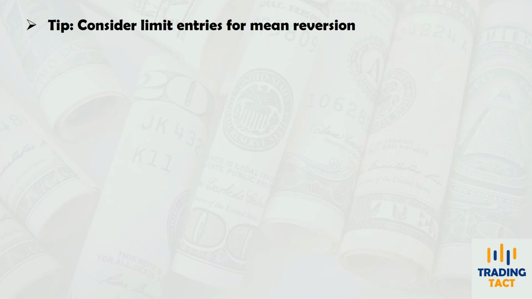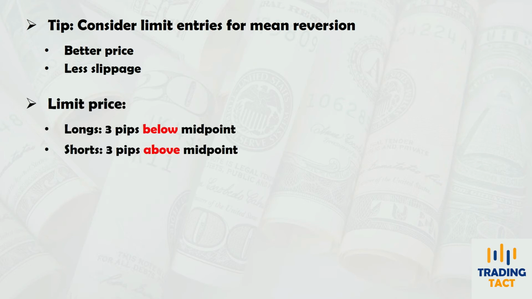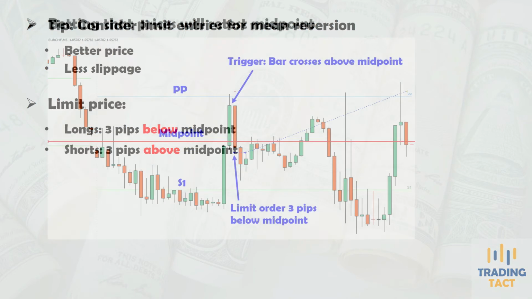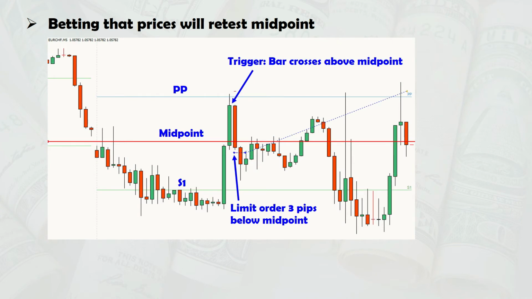With a limit order, you can get a more favorable price and reduce your risk of slippage. I'll place the limit order 3 pips below the midpoint for longs, and 3 pips above the midpoint for shorts. When combined with the entry condition above, this limit order means I'm betting that prices will retest the midpoint support or resistance after breaking through.